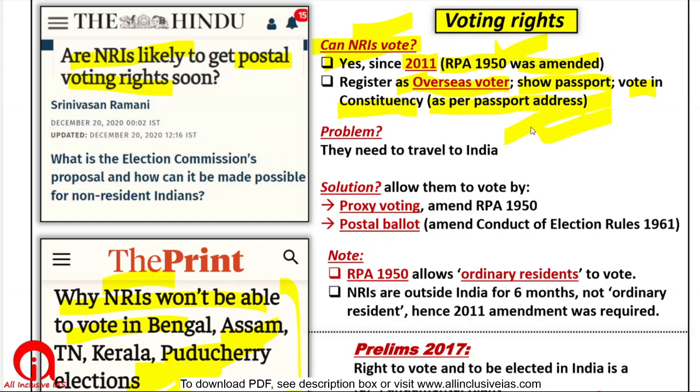The problem here is, to vote they have to come to India. They have to be physically present here. Therefore, the government wanted to give them some rights like postal voting rights. Government said either we will give them proxy voting right or we will give them postal ballot right. Now, what are these things?